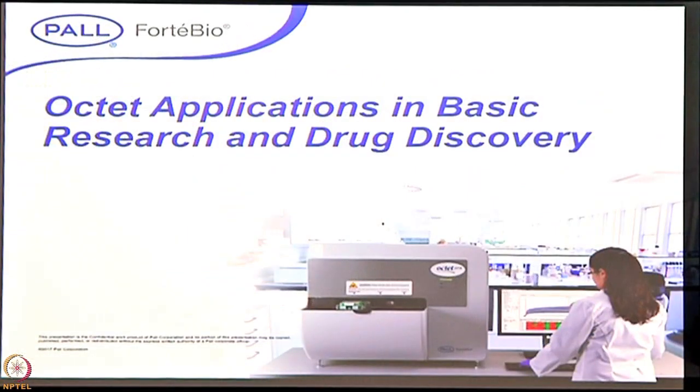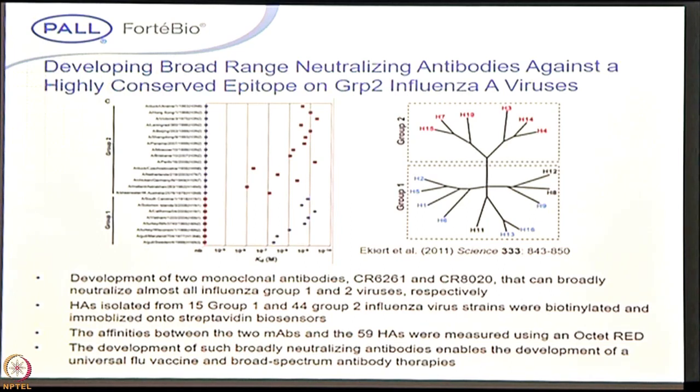Coming to the application side, how are we going to use it? One example is from a group interested in developing a vaccine based on influenza. They identified two antibodies with broadly neutralizing capacity to influenza. In these experiments, the author isolated 15 group 1 and 44 group 2 different hemagglutinins.